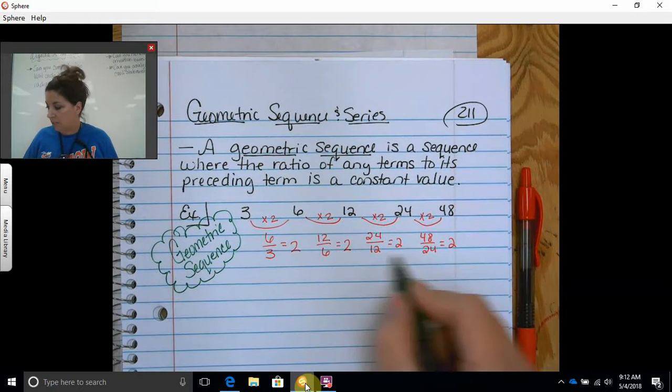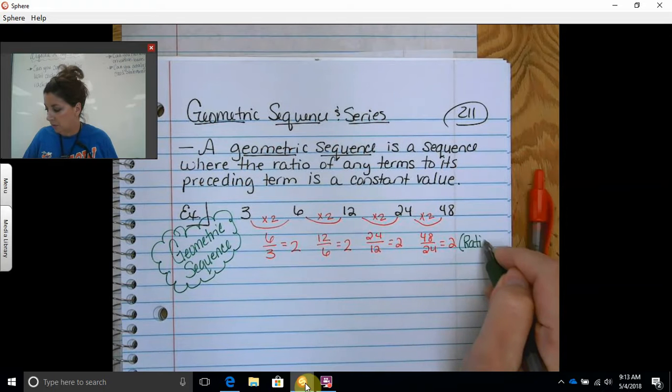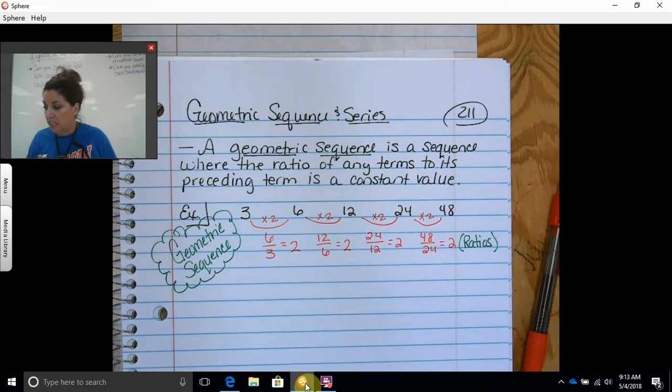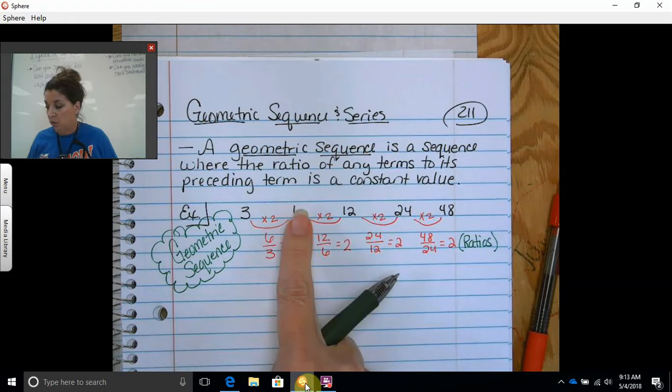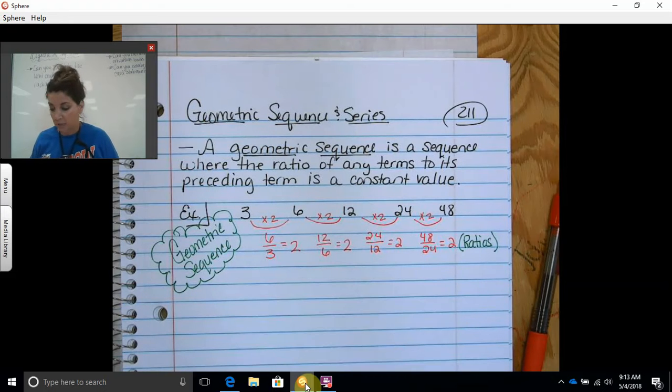And what we did over here, these were the ratios. We made ratios. In the definition it said, a geometric sequence is a sequence where the ratio of any term to its preceding term is a constant value. So we made ratios and they were constant values, right? The preceding terms.